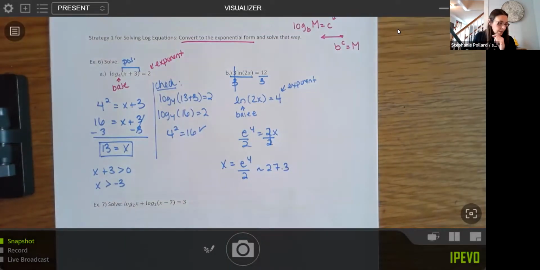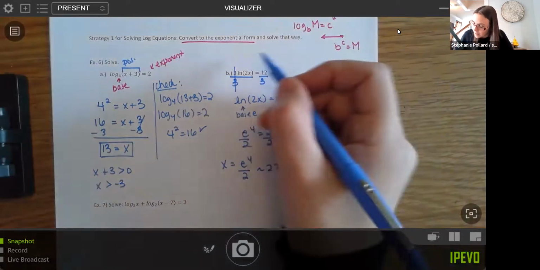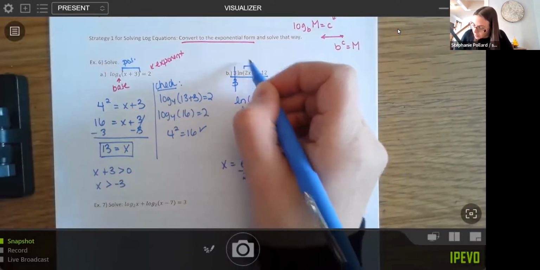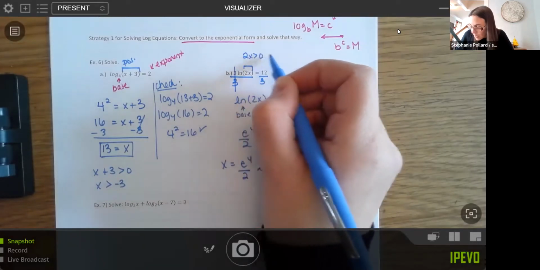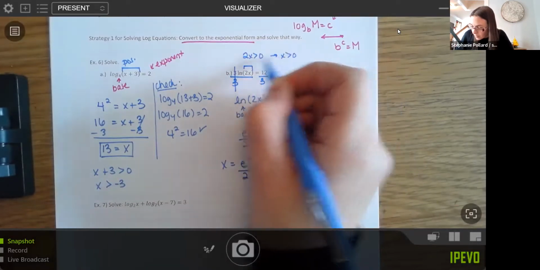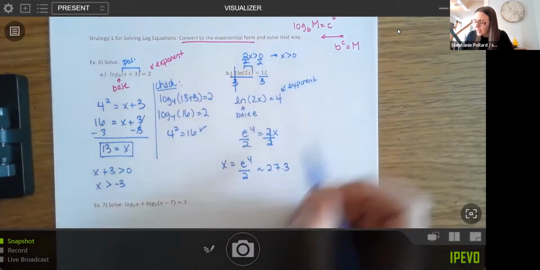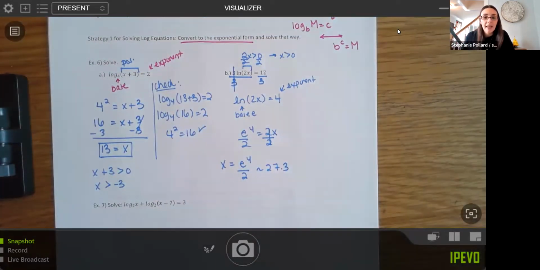Again, just as a check, you can try that at home. And you do want to plug it in to make sure it is true. So I will note here, that in this example, you want to check your domain. You would need to make sure that 2x is greater than 0. So x would have to be greater than 0 here if you divide these both by 2. Clearly, this is the case.